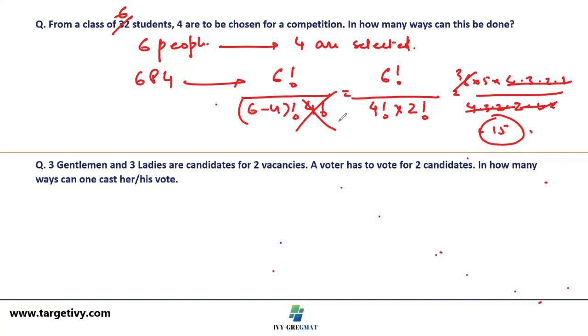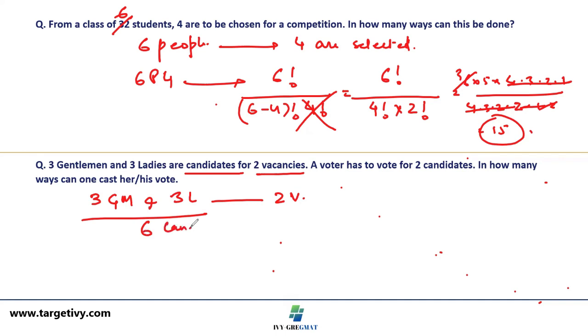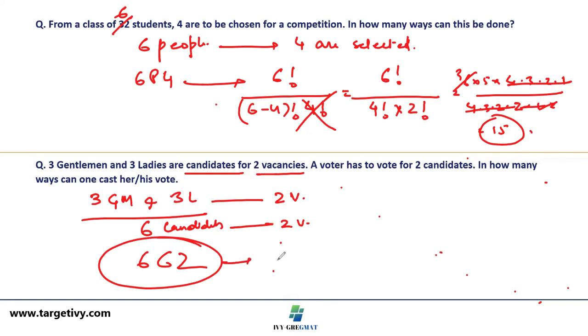Let's take another example. 3 gentlemen, 3 ladies are candidates for 2 vacancies. A voter has to vote for 2 candidates. In how many ways can one cast his or her vote? So 3 gentlemen and 3 ladies, and there are 2 vacancies. So in total, there are 6 candidates and there are 2 vacancies. Fair? So this is 6C2. That's a combination. So it's like 6 factorial by 4 factorial multiplied by 2 factorial. So 6 into 5 divided by 2, 15.